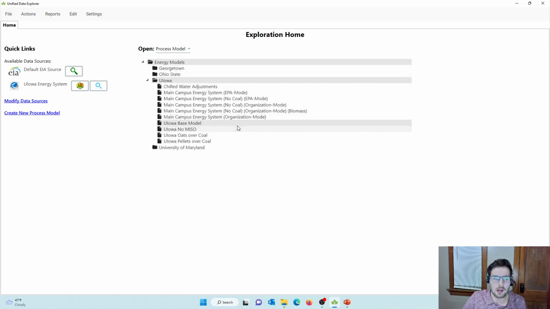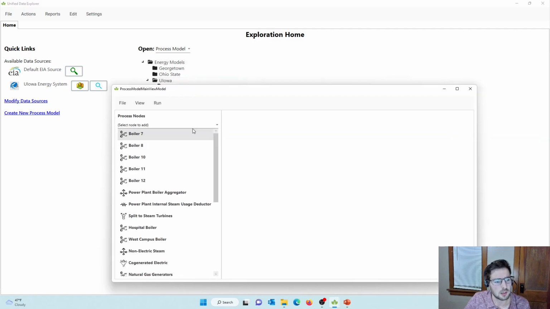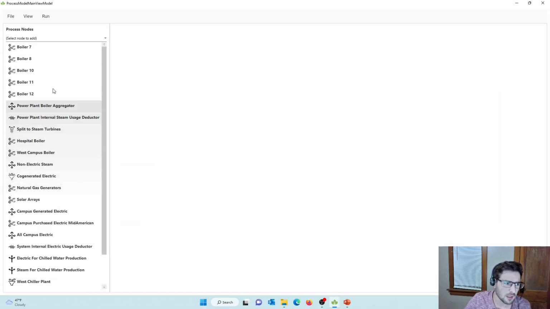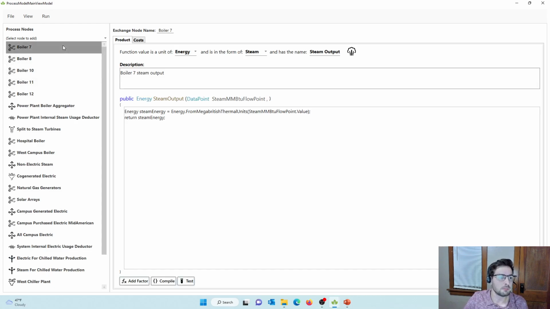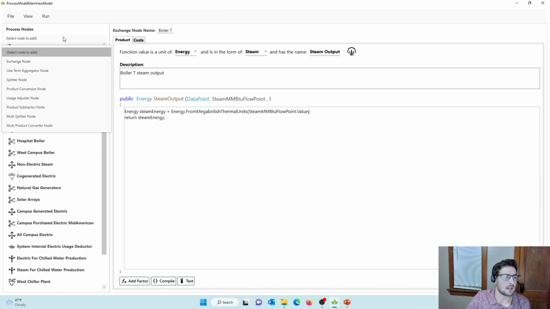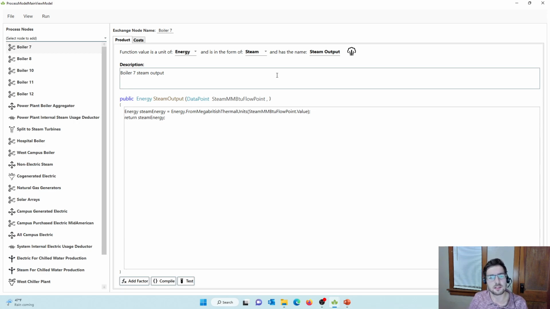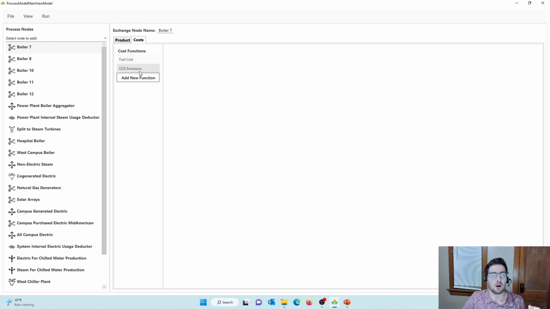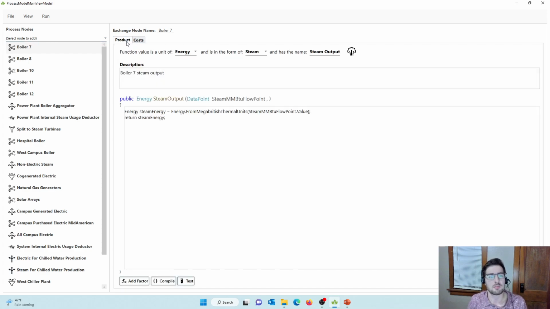So we have several models for University of Iowa. I'm going to open this one here, and each of these items on the left is one of those nodes in that network. So a simple node is, for example, boiler 7. Boiler 7 is categorized as an exchange node in that it has a product, and in exchange for that product, it also has costs. So our boilers are represented with exchange nodes, and this is on the way simple end of the modeling process.